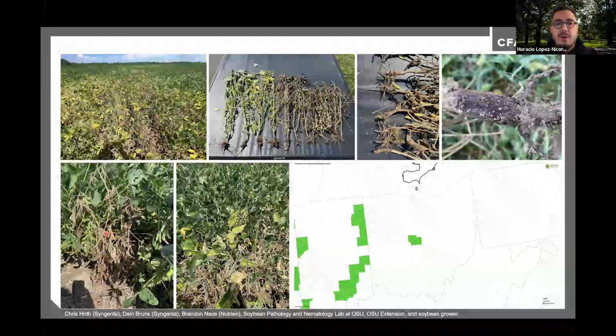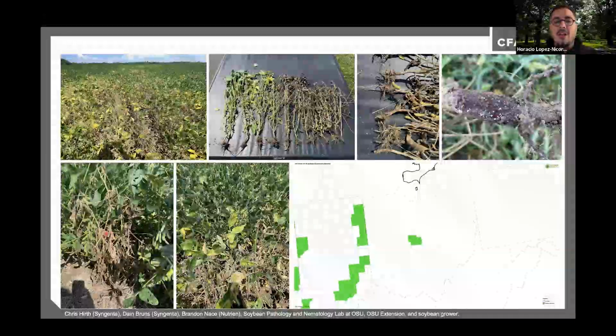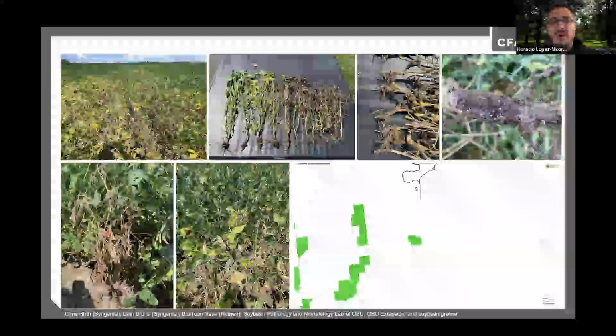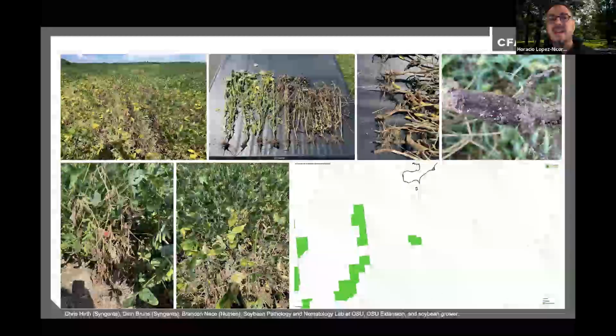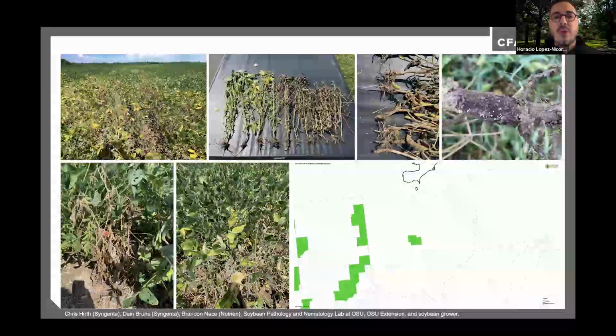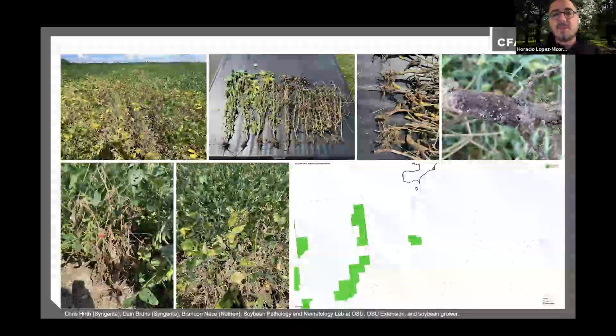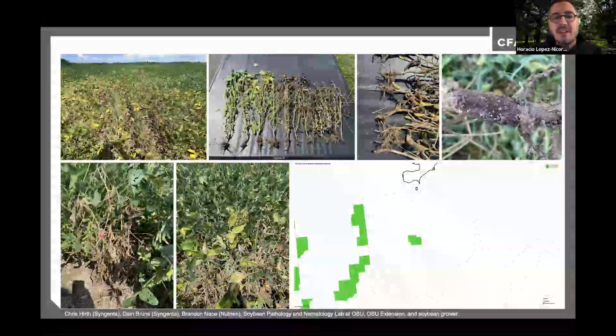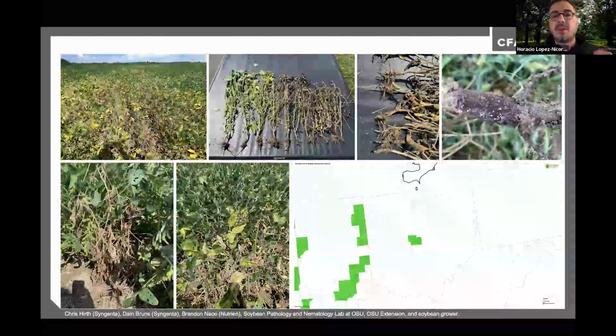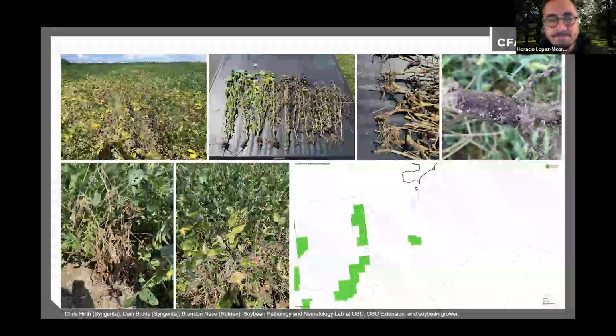So this is a problem that causes symptoms that resemble very much different diseases that we know very well how to manage and how to recognize. So SDS, well, it produces exactly the same symptomology. Phytophthora, the same type of symptomology. There are subtle differences. SDS normally will defoliate prematurely.